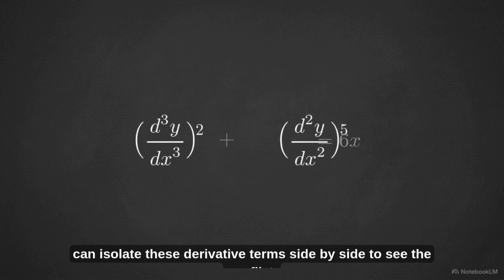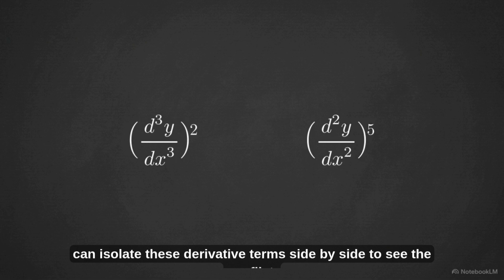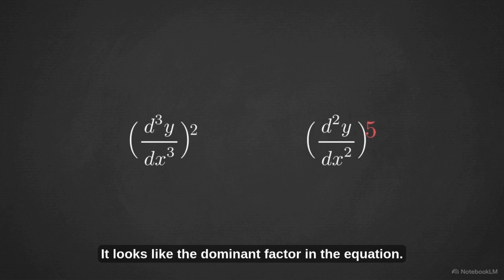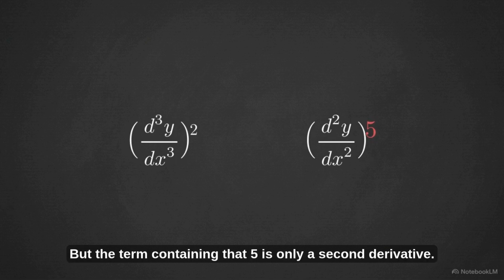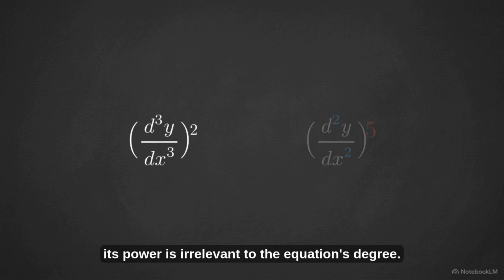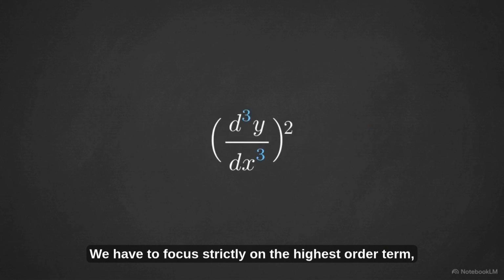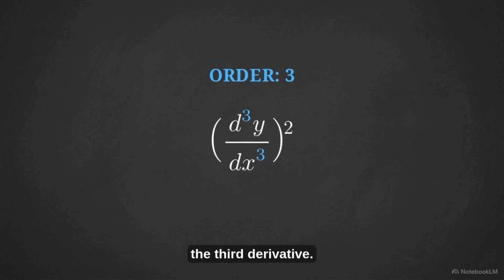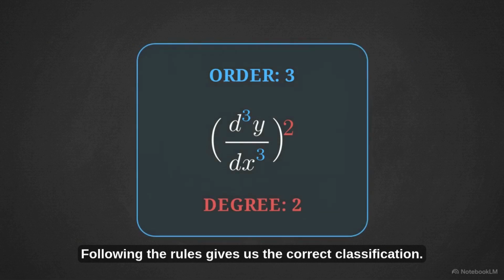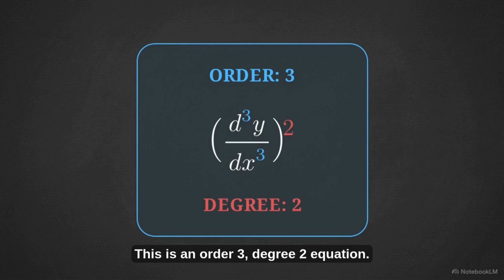We can isolate these derivative terms side by side to see the conflict. The eye is immediately drawn to the algebraic power of 5. It looks like the dominant factor in the equation. But the term containing that 5 is only a second derivative. Because it is not the highest order in the expression, its power is irrelevant to the equation's degree. We have to focus strictly on the highest order term, the third derivative. The exponent attached to that specific term is a power of 2. Following the rules gives us the correct classification. This is an order 3, degree 2 equation.